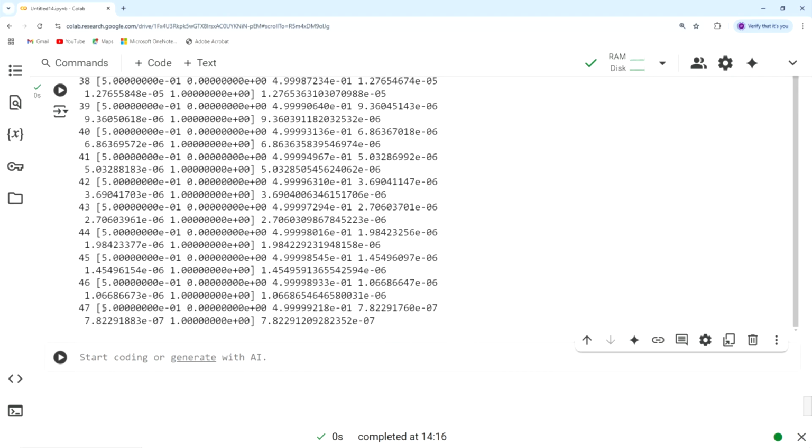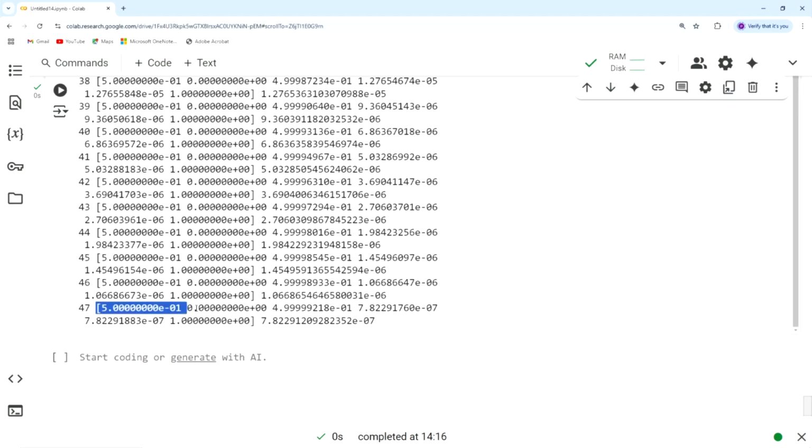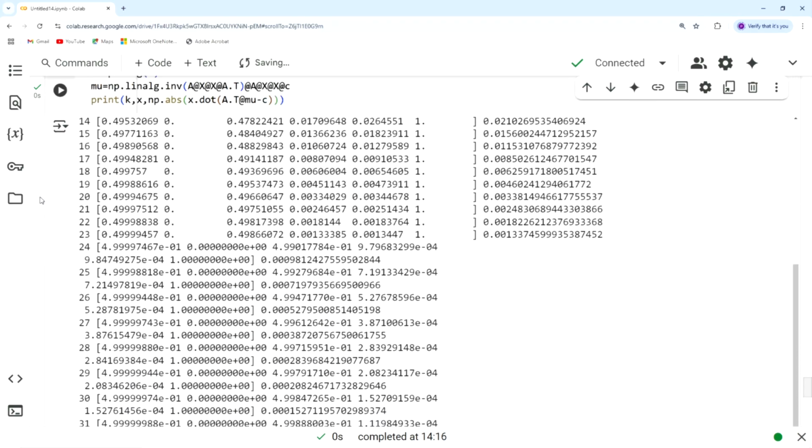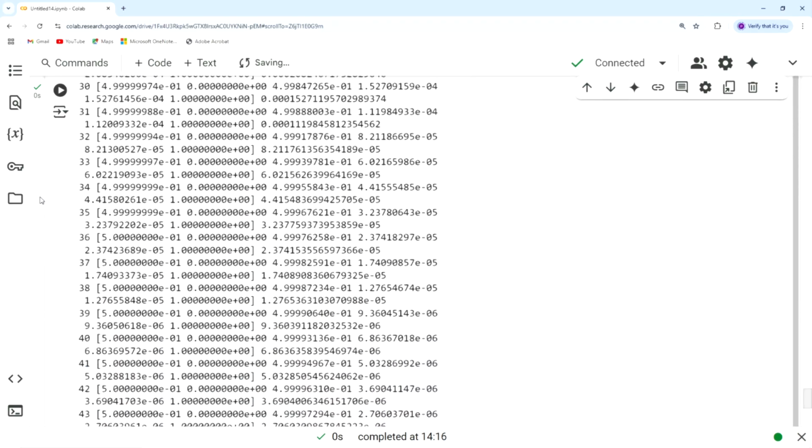You can see the answer here: it is half, 0, half, 0, 0 and 1. The last one is supposed to be 1 anyway. So, we just have half and half as the right answer, right. We got the answer in 47 steps.